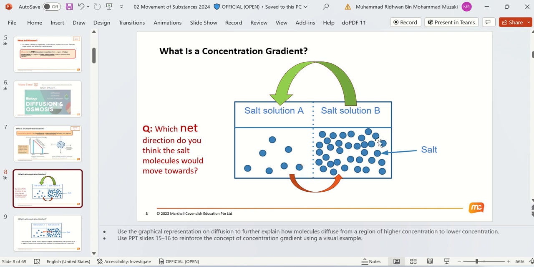On the other hand, since compartment B has more salt particles, there will be more movement of salt from the right-hand side to the left-hand side. So the movement of particles from B to A is a lot more compared to the number of particles moving from A to B. Eventually, if you subtract it out, you have a little bit more particles moving from B to A. This is what we call net direction. There is a net movement of particles from B to A, because overall there will be more movement in that particular direction.